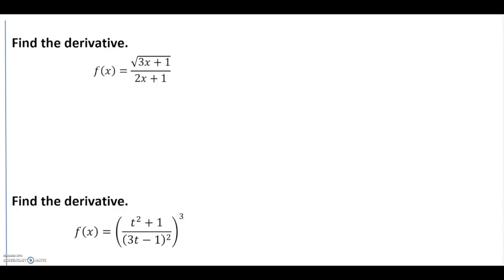Next up, find the derivative of f of x equals square root of 3x plus 1 all over 2x plus 1. This is like the example we saw a couple problems ago, except now I've got overall something that is a quotient rule problem, but still notice when I get to the square root of 3x plus 1, the outside function on that is this inside part to the 1/2, and the inside is 3x plus 1. But overall, this is one giant quotient, so we're going to use the quotient rule.